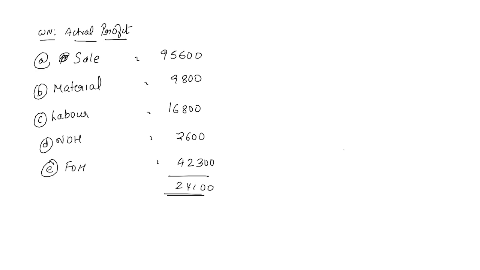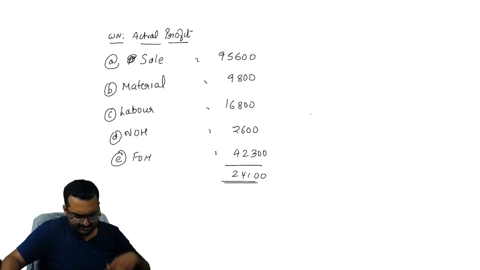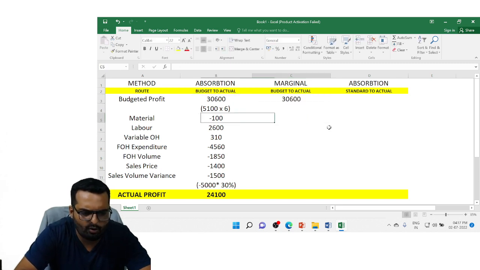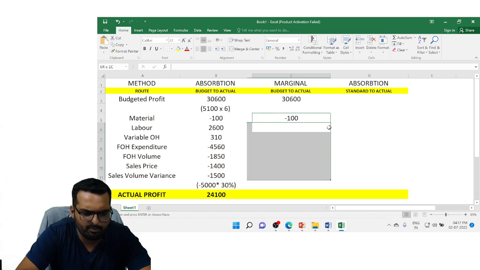Are you all done writing this, friends? I believe everybody is done writing this. All right. So friends, after this, I'll just show you the answer in a different method. This method is almost the same. Okay. I'll just put everything over here and just make small changes.